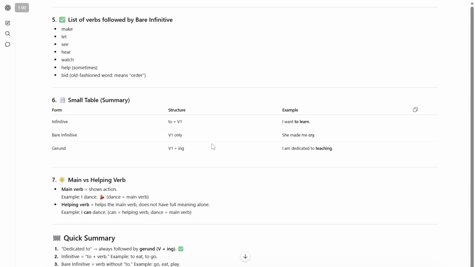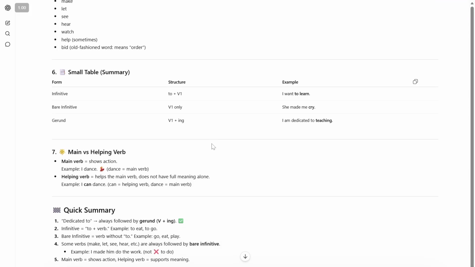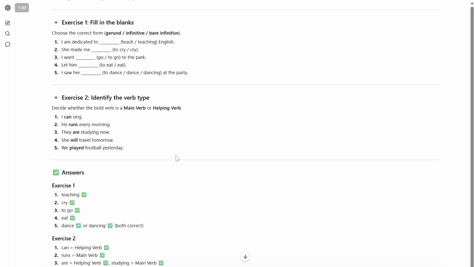Quick summary. 1, "dedicated to" is always followed by a gerund, ing. 2, infinitive equals to plus verb. Example: to eat, to go. 3, bare infinitive equals a verb without to. Example: go, eat, play. Some verbs, make, let, see, hear, etc., are always followed by a bare infinitive. Example: I made him do the work, not to do. 5, main verb shows action. Helping verb supports meaning. Now let me tell you the answers so you can check yourself.